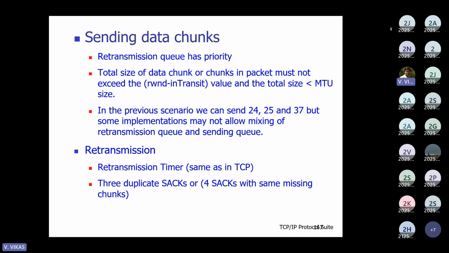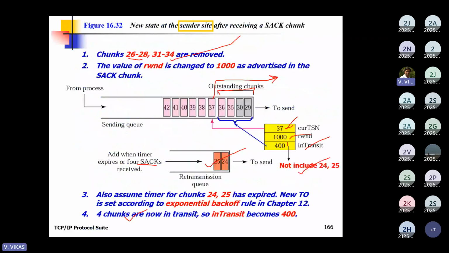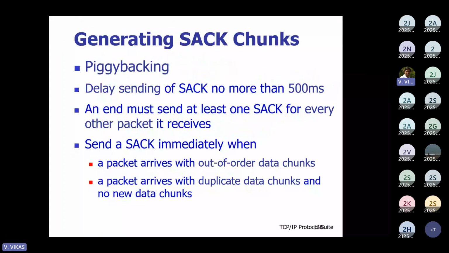Retransmission, as we considered, happens whenever a retransmission timer expires or if we receive three duplicate selective acknowledgements, and then we are going to do retransmission. Clear about how we are doing error control with respect to the sender side? Clear or not? Yes, sir.